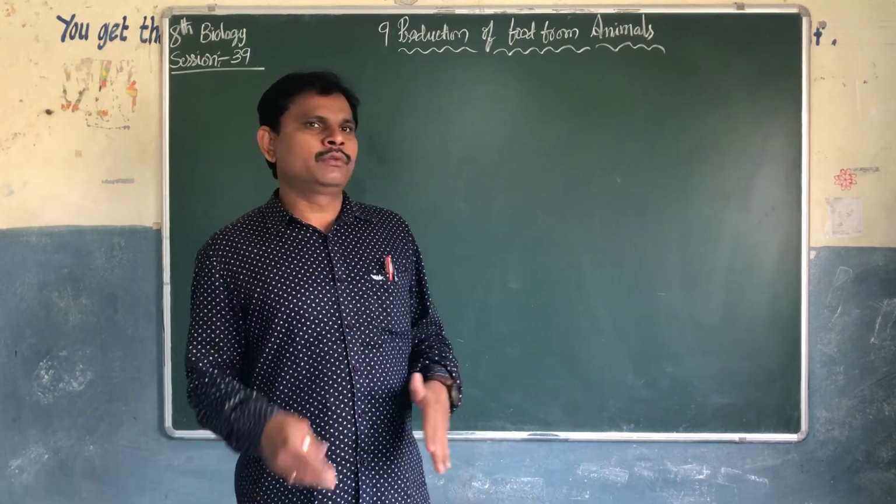That's why we need both vegetables, we need plants, and we also need animals. So simultaneously we need both food materials. Today we will discuss production of food from the animals. So there are so many animals in the entire universe. Millions of animals are there.